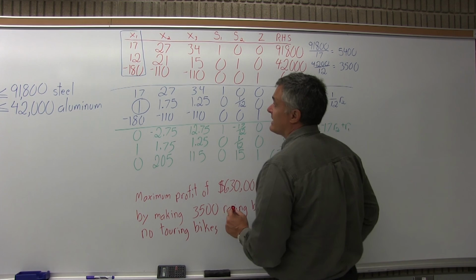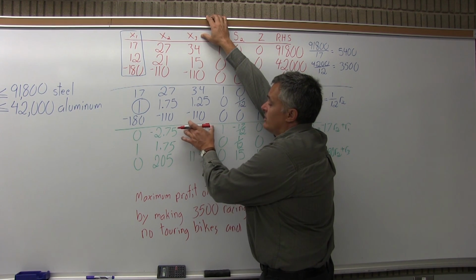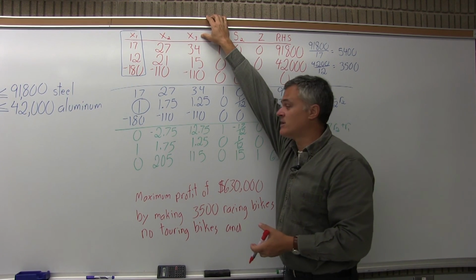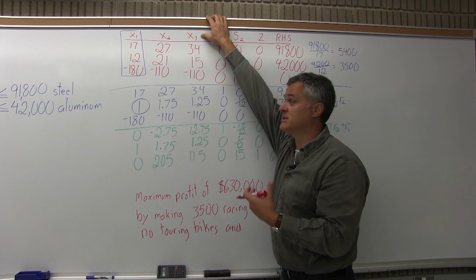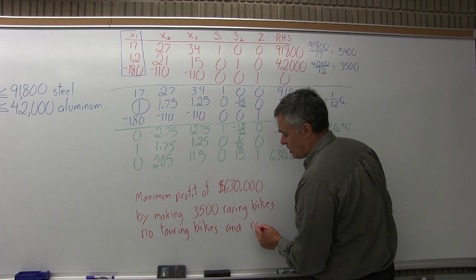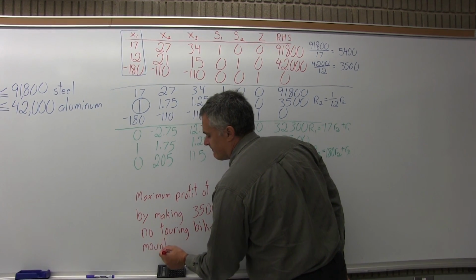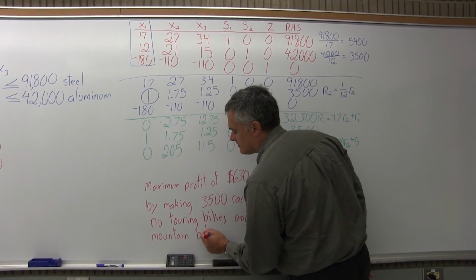And the x3 column represents how many mountain bikes. Now as I look in the x3 column of my final tableau, again, it does not have a special column of all zeros and a single one. So the value for x3 then is 0, which means you don't make any mountain bikes either. So, and no mountain bikes.